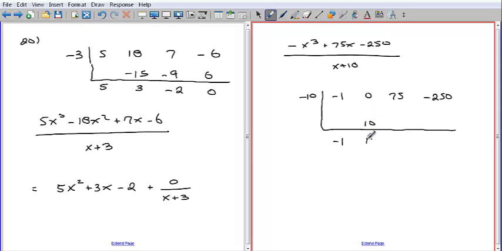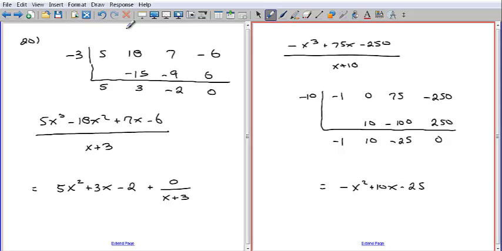0 plus 10 is 10. Negative 10 times 10 is negative 100. 75 minus 100 is negative 25. Negative 10 times negative 25 is positive 250. So we get 0 there when we add that. So this comes out to be one without a remainder. So the answer to this division is going to be negative x squared plus 10x minus 25. Or you could say this times that equals that.